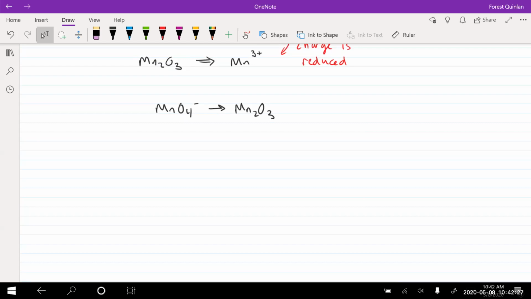Okay, so for this one, we need to add 1 more manganese on the left. Yeah, so to do that, we put a 2, right? Yeah. 2 MnO4 minus goes to make Mn2O3. The next step is to balance the oxygens.